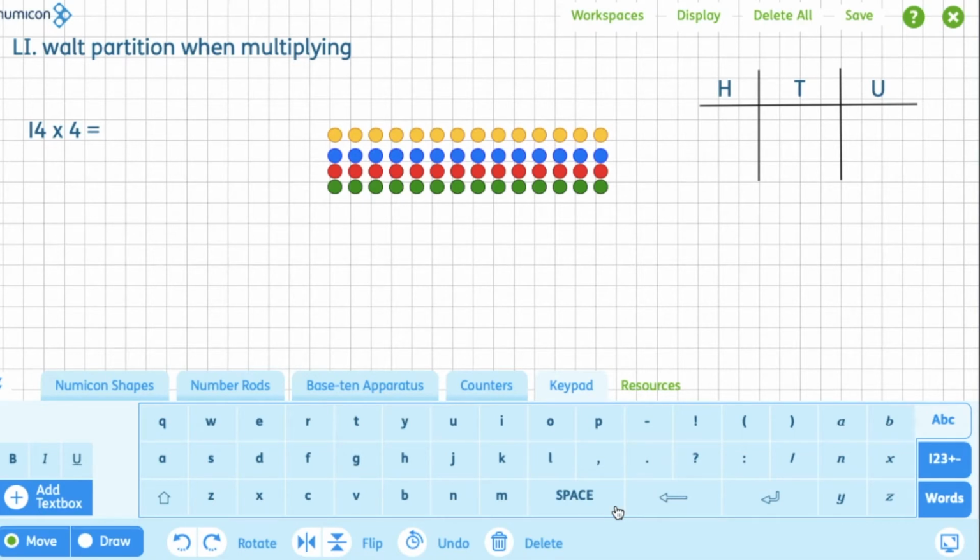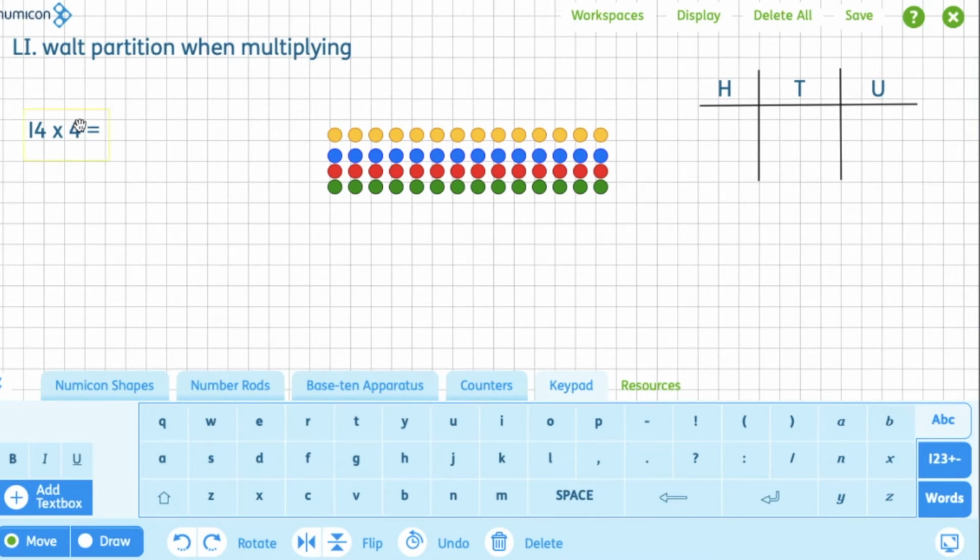Today we're going to be partitioning when multiplying again. Yesterday we were doing things like 7 times 6 and breaking up the 7 into a 5 and a 2, and breaking up our array that way. But today we're going to do a bit bigger numbers, because really you should know 7 times 6. And partitioning we really are going to use a lot more when multiplying a double-digit number by a single-digit number, to make our lives a little bit easier.